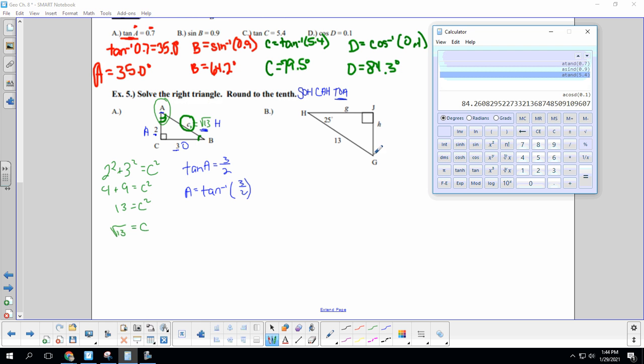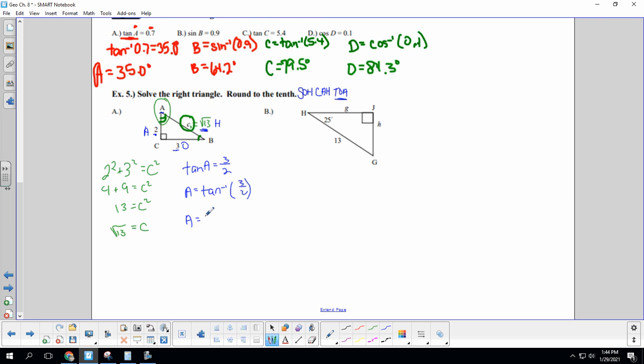So we just get the calculator out. We go 3 divided by 2, and then inverse tangent. 56.3 is equal to 56.3 degrees. And now we need to find B.